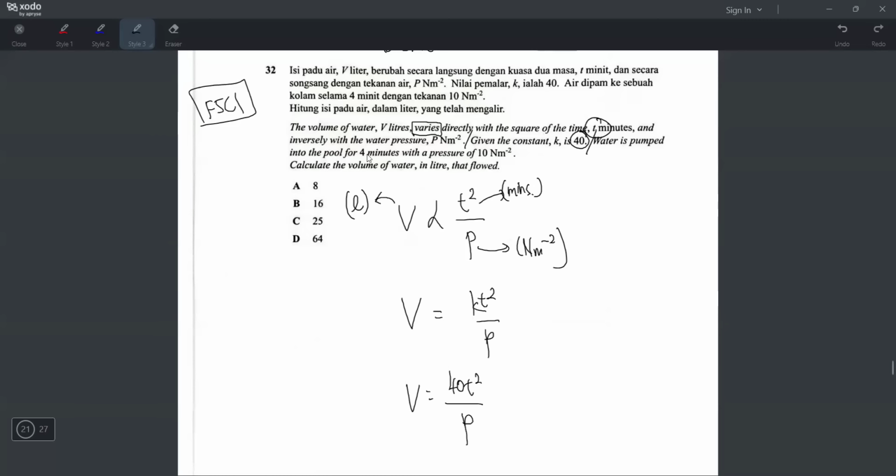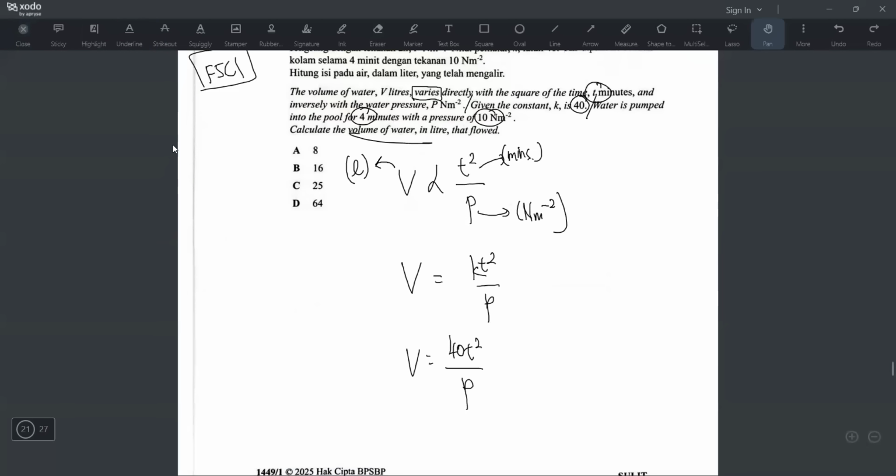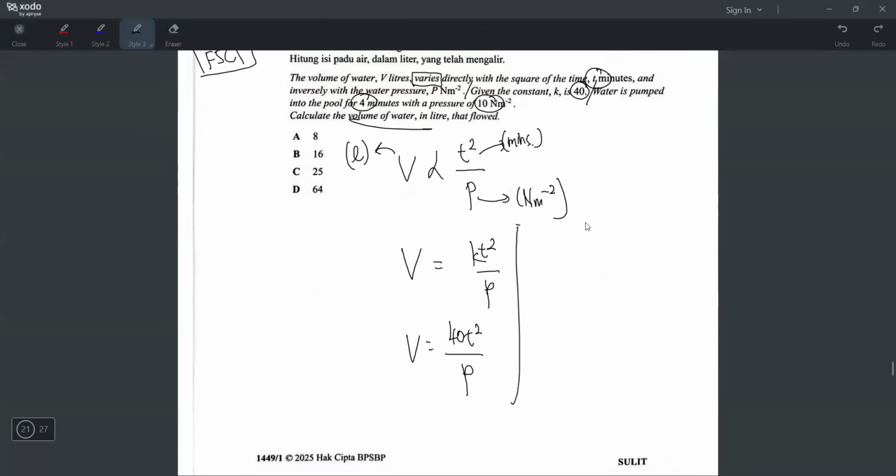Water is pumped into the pool for 4 minutes with pressure 10. Calculate volume. Alright, so we already have the K, so we can skip the step untuk cari K. Ya, the cari K punya step kita tak payah buat dah sebab dia sudah bagi. So just continue from here and they want to find volume in liter, which is good because this volume memang represent liter. And then 40 T square over P dia dah bagi.